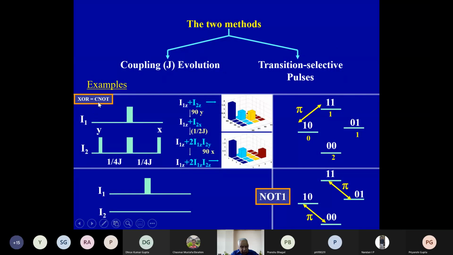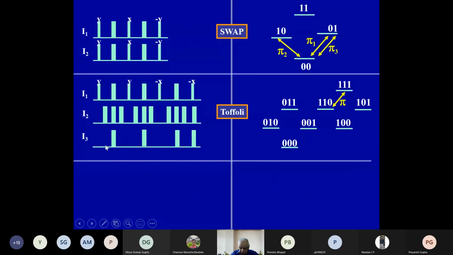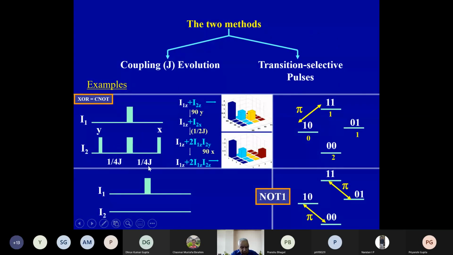So, for example, I want to do a control NOT operation. Control NOT operation is control on the first qubit and result on the second qubit. It's just a pi pulse on this transition. Very easy to do, very simple. But if you want to use J evolution, you have to apply qubit selective pulses and J evolution, and you go from I1Z plus I2Z to I1Z plus 2 I1Z I2Z, and that is a control NOT operation.